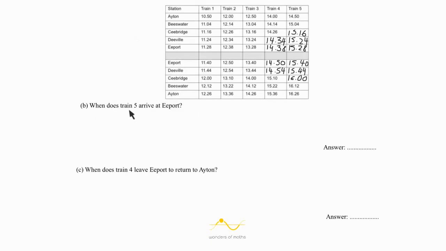When does train 5 arrive at Eport? For this question, we just need to refer to the table, and if you do so, you'll get an answer of 3:28. When does train 4 leave Eport to return to Ayton? We have to be careful at this question, because the question is asking for the departure of the train and not the arrival time. Again, we'll refer to our table, and you'll get an answer of 2:50.